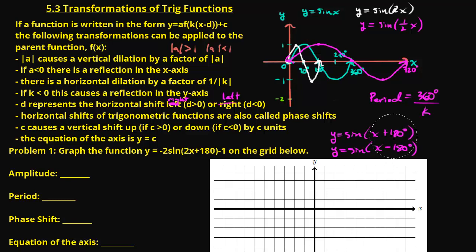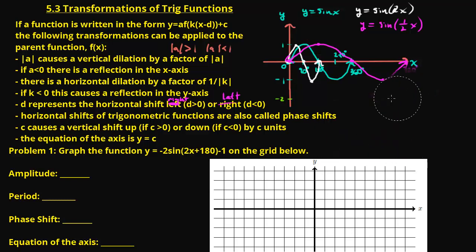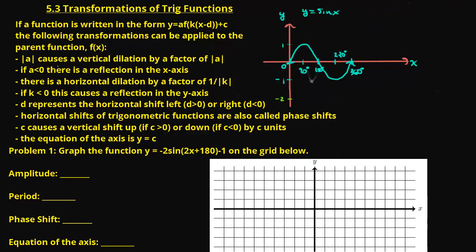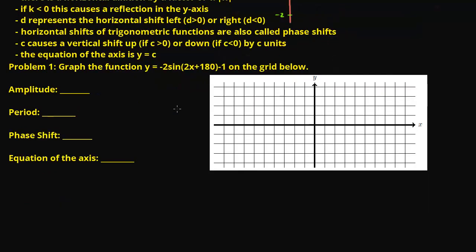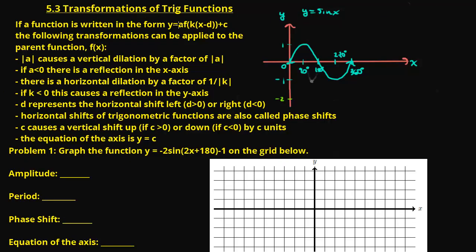So let's go through and look at an example where we have to apply a bunch of different transformations to a sinusoidal function. In problem 1, we're told to graph the function y is equal to negative 2 sine of 2x plus 180 degrees minus 1 on the grid below. Now, the first thing to note is that this is not written in the form that we have above. Because in the form that we have written above, this k value here is factored. And in the example that I've given you, k is not factored.